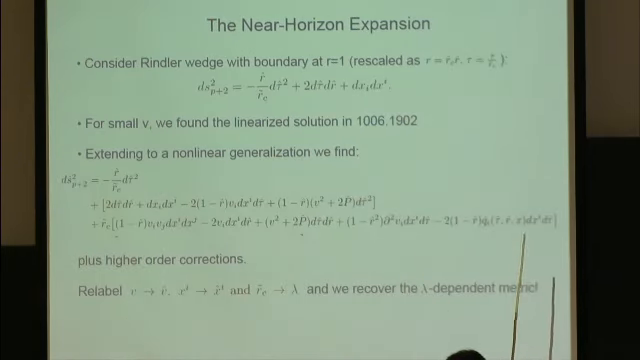So let's forget starting with the approach that we've done with the hydrodynamic expansion. Instead, we'll just start over and consider a Rindler wedge with the boundary at r equals 1. And then we've rescaled it in the following way, so I can write it in these coordinates.